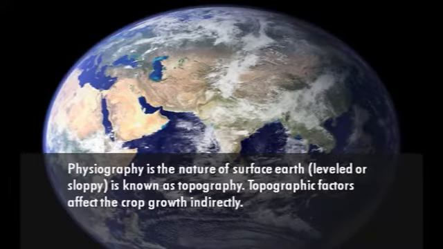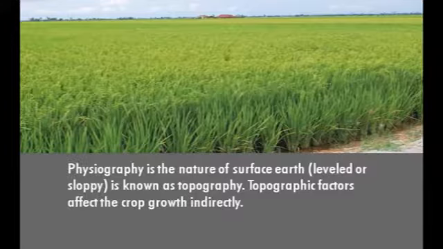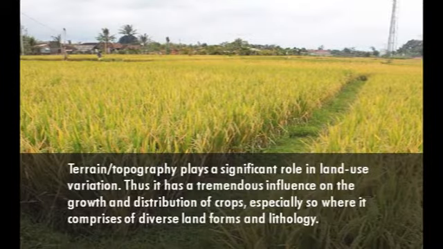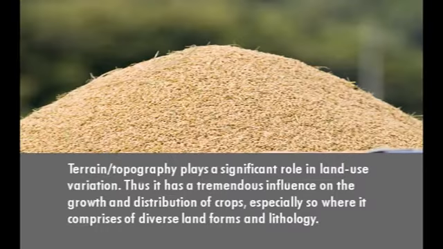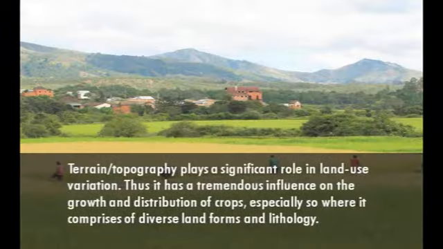Physiography is the nature of the earth's surface, leveled or sloppy, known as topography. Topographic factors affect crop growth indirectly. Terrain or topography plays a significant role in land use variation. Thus, it has a tremendous influence on the growth and distribution of crops, especially where it comprises diverse landforms and lithology. There are three most significant aspects of terrain, namely altitude, slope, and drainage texture.